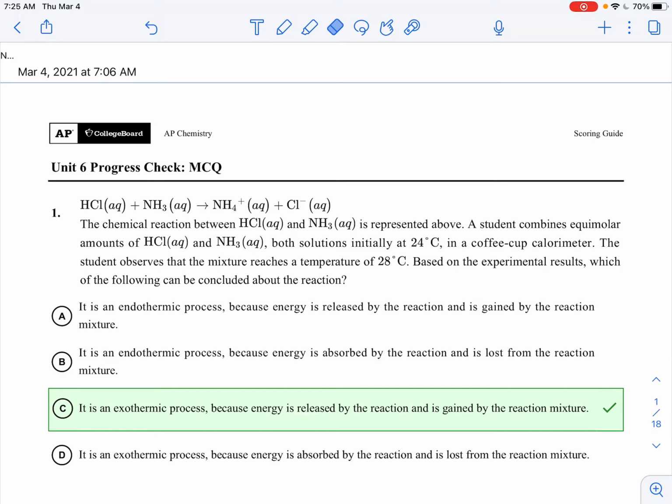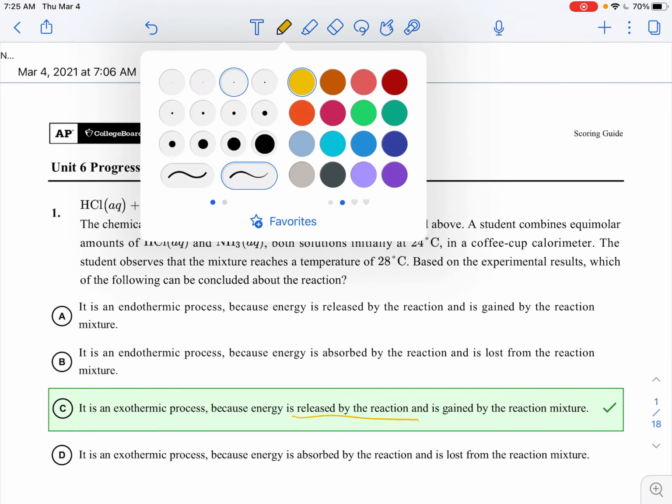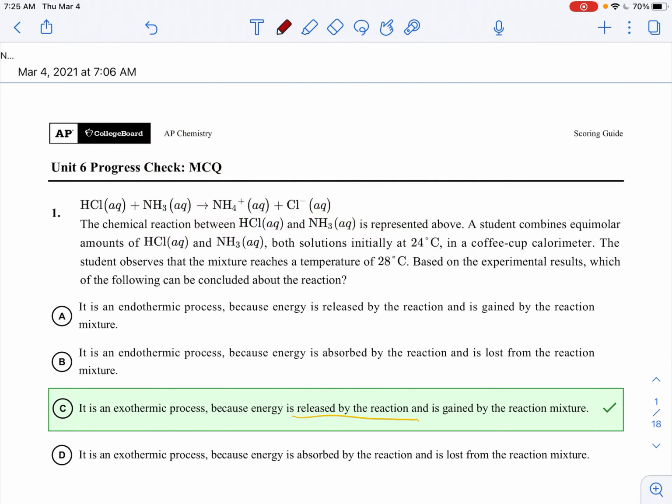What actually happens is that energy is absorbed by the surroundings but is released by the reaction.